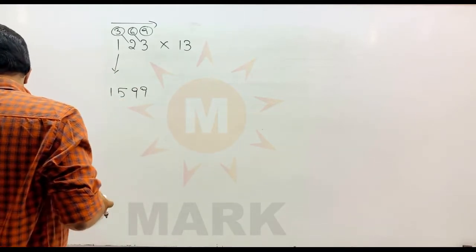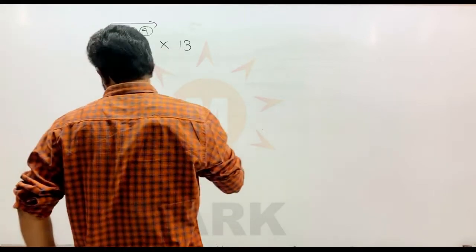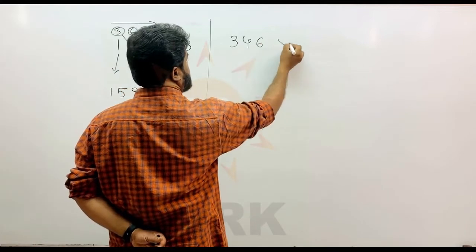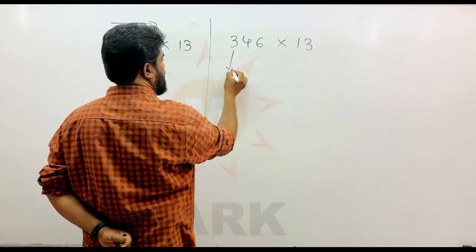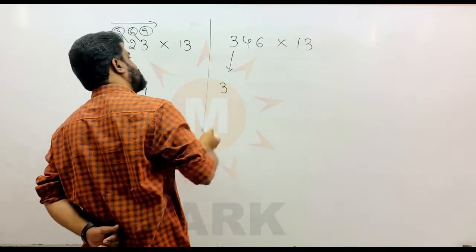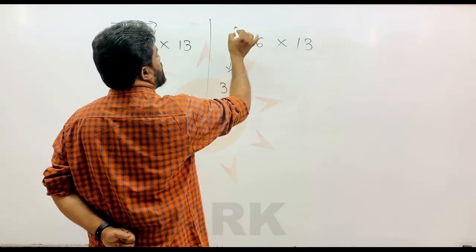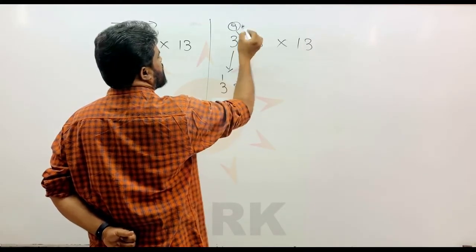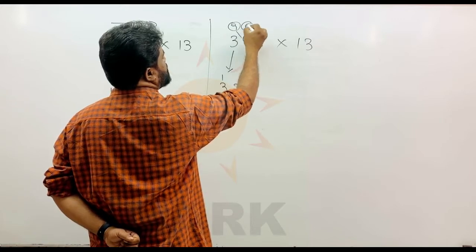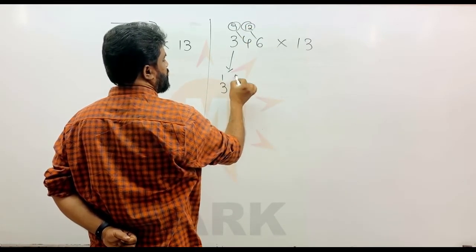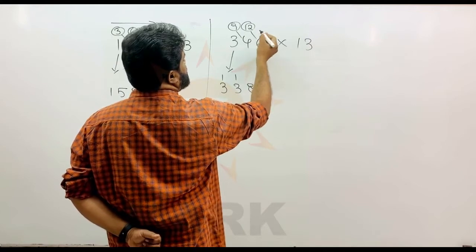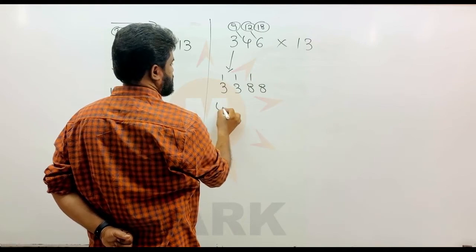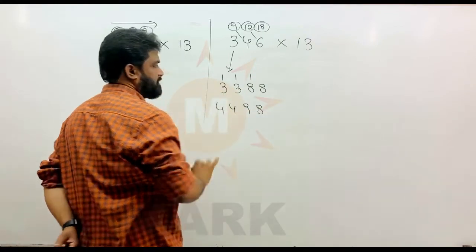So we will take one more example. Here with carry forwards I am taking now. Suppose if you have taken 346 into 13. So 3 as it is. Now triple the number, that is 9. 9 plus 4? 13. So this is 3, this is 1. Now triple the number, that is 12. 12 plus 6? 18. So 8 here, 1. Now triple the number again. What is the triple of 6? 18. So how would you write 18? 18 like this. So 4498 is the answer for this question.